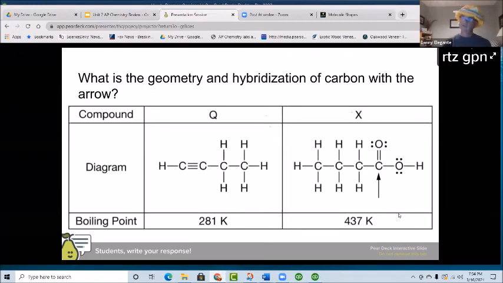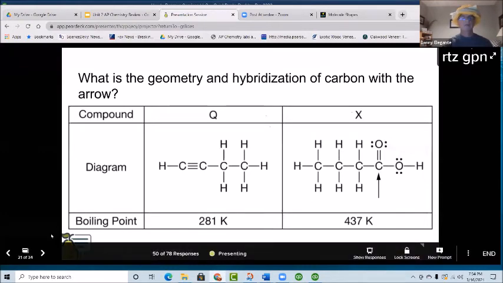So if you look at the molecule on the far left, compound Q, notice that the carbons have a triple bond. So how many things is the carbon on the left stuck to? 2. How many lone pairs does it have? None. So you should be holding up 2 fingers. You always drop 1 finger for the S, and it's going to be sp hybridized. And that triple bond would consist of 1 sigma and 2 pi bonds.